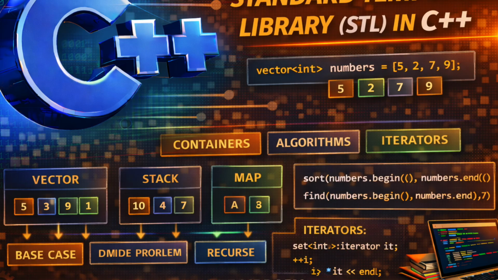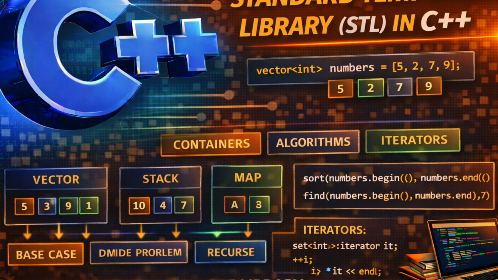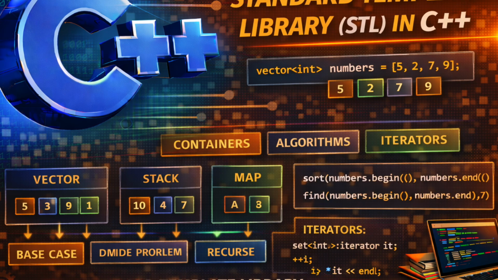So, the one everyone knows and loves: the vector. It's your default choice for a reason. It's basically a dynamic array, which means all its elements are stored one after the other in a contiguous block of memory. And that contiguous memory is the secret sauce. It gives you lightning-fast random access. Getting the millionth element takes the exact same time as getting the first one.